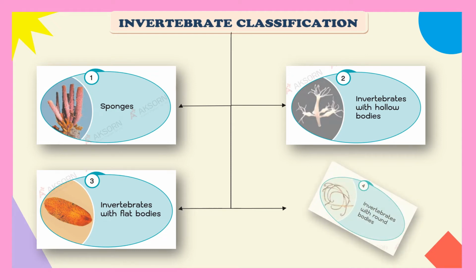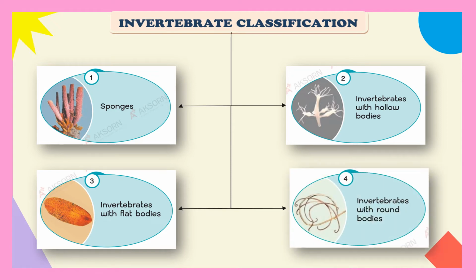Okay, next is invertebrates with round bodies. They have soft, round bodies and smooth skin without any legs. Each of them has a mouth and anus and is of one sex. There are parasites living in or on human and animals' bodies. They reproduce sexually. The example of these round bodies is roundworms.